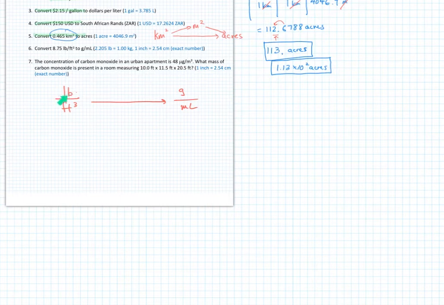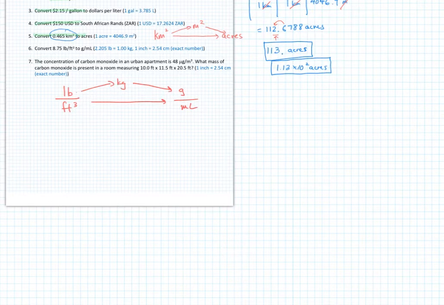What do I need to get from pounds to grams? And I look at this information that I have. I say, well, I have pounds to kilograms. So if I go pounds to kilograms, I should be able to then go from kilograms to grams. So that should be a 2-step process.